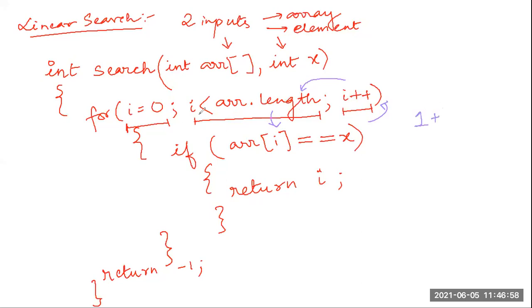Plus, how many times is this part executed? n minus 1 times, right.